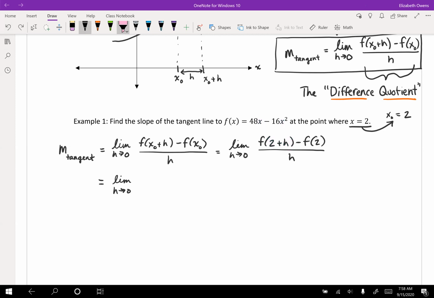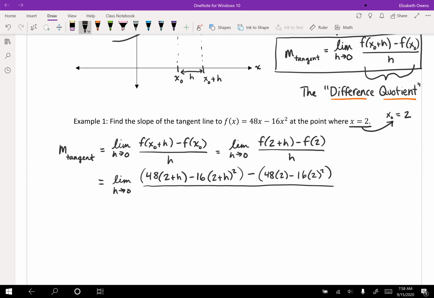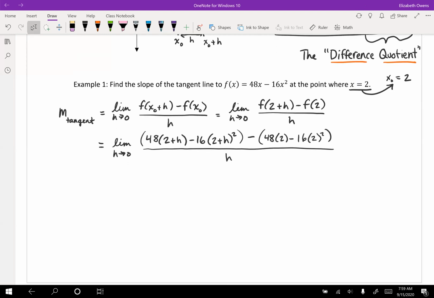So we will have 48 times 2 plus h minus 16 times 2 plus h squared, and that would be f of 2 plus h, and then minus f of 2, so we'll need that as well. 48 times 2 minus 16 times 2 squared. All right, all over h. So that might have exploded a little bit, but we're going to simplify things now.